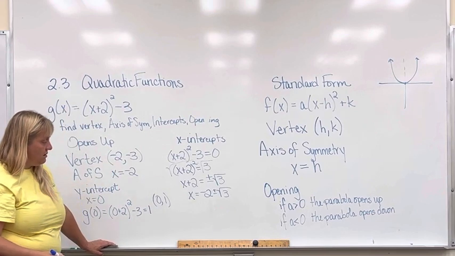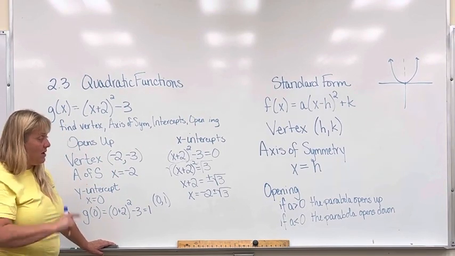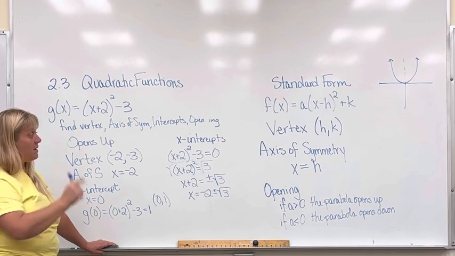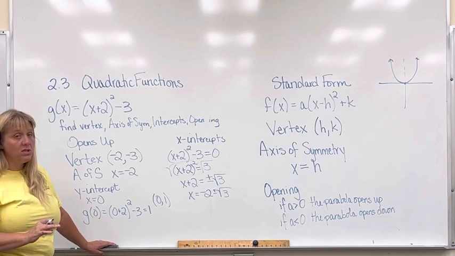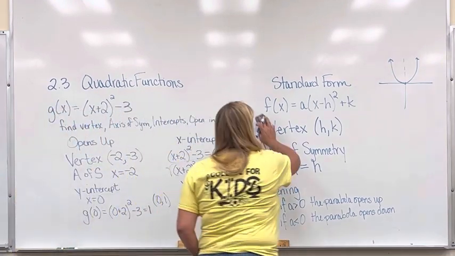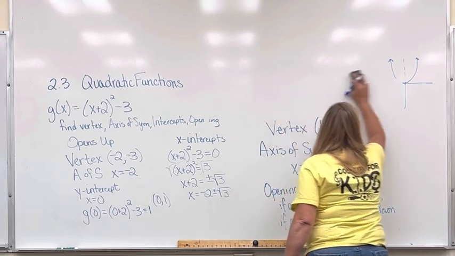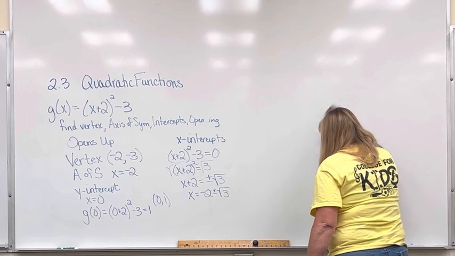Now, those are ugly. And guess what? We don't actually need them, but we found them. So if I ask you to find them, you find them. Whether or not you need them is a different story. But let me show you how we're going to graph this, and we're going to graph it a little more precisely than we did back when we were in chapter one with the transformations.